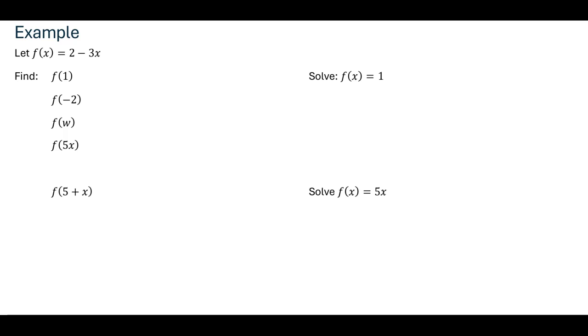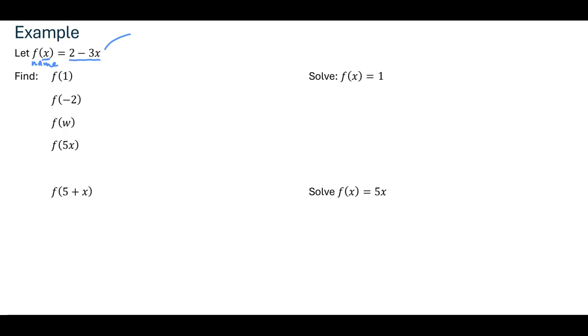Let's jump into a function represented by a formula. I picked a linear formula since that's what we're in the middle of working on. We'll continue a little bit into more of the details of function notation and linear functions after this as well. For this example, I've defined function f. Remember, that's just the name of your function. So function f inputs an x value and outputs 2 minus 3 times x.